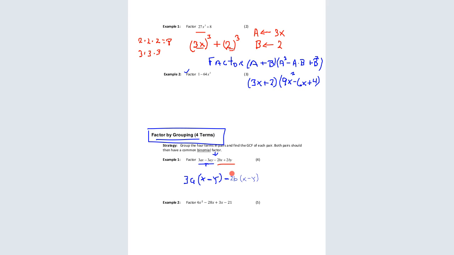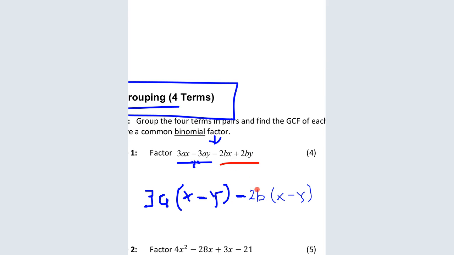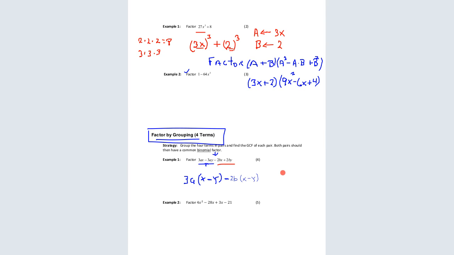So, and I'm going to double check just to be sure. Negative 2b times x, positive x, gives me a negative 2bx. Negative 2b times a negative gives me a positive 2by. So it's working. So I've got the correct thing.